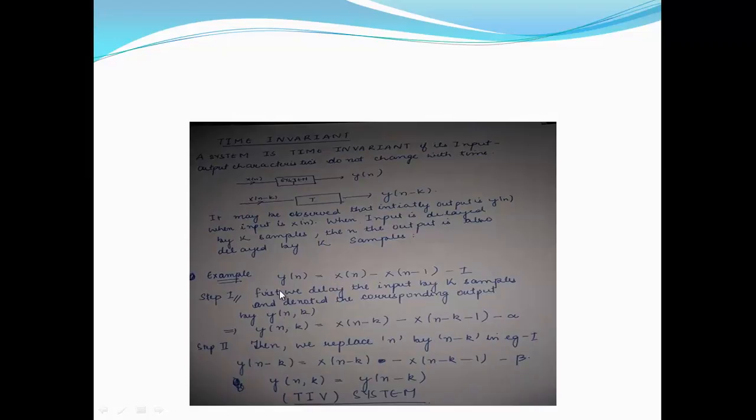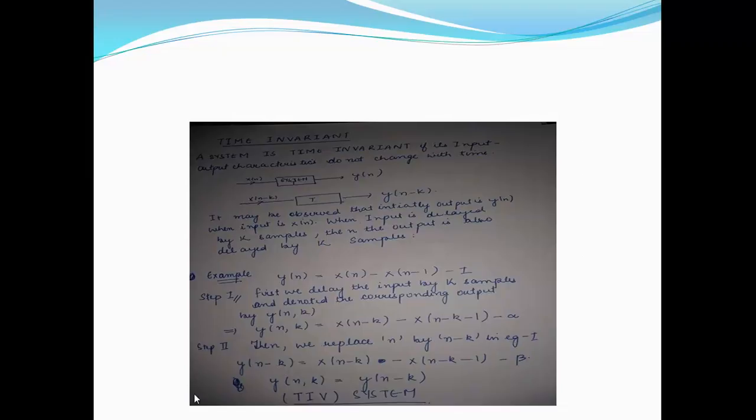Now, in the second step, what do you do? You just replace n by n−k in equation 1. So replacing n by n−k, you will get y(n−k) = x(n−k) − x(n−k−1). If your y(n, k) and this y(n−k) are the same, your system is time invariant.